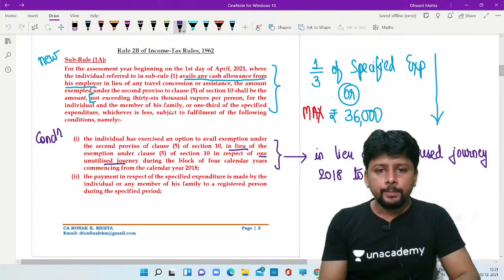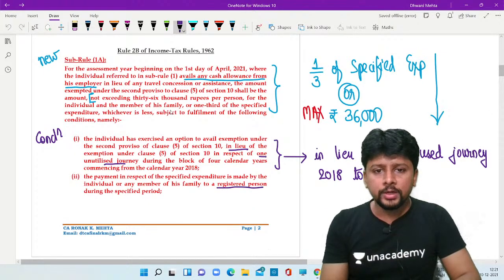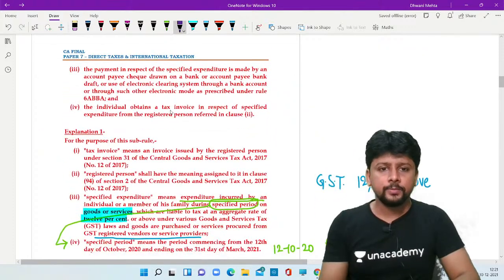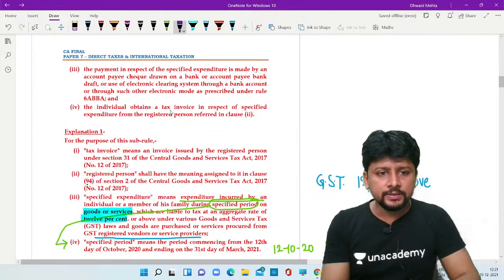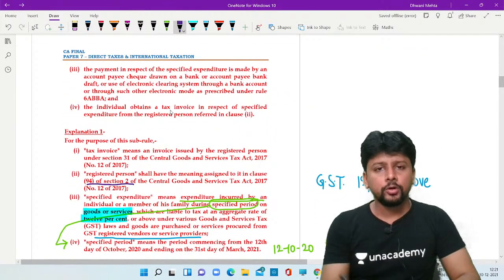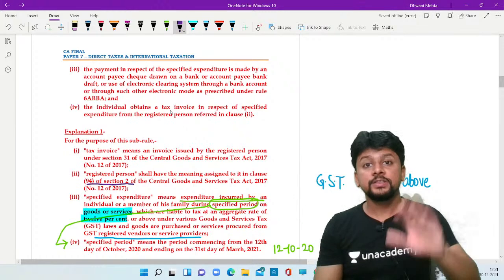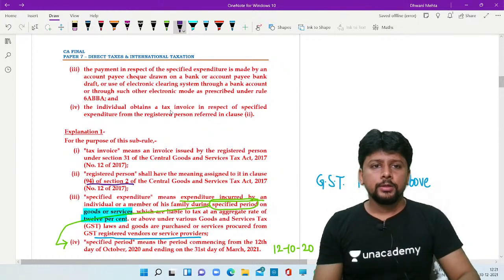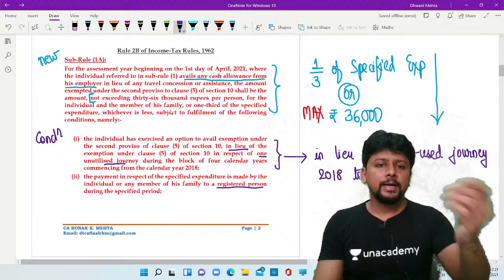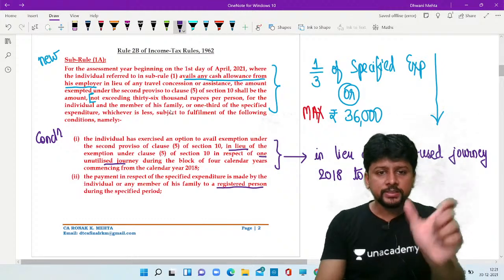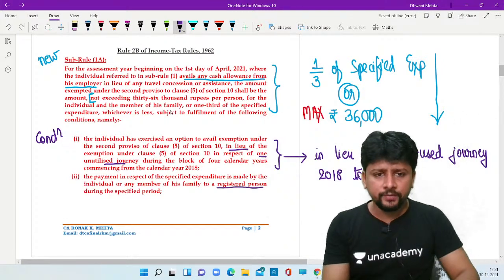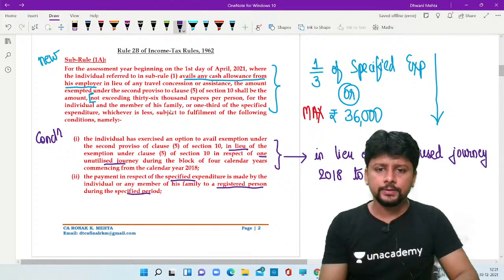Second condition, payment is made to a registered person. Who is a registered person? Registered person means as defined in section 2 clause number 94 of the Central Goods and Services Tax (CGST) Act. It's a registered person to whom I am making a payment during that specified period. We are already aware what specified expenditure is and what specified period is.